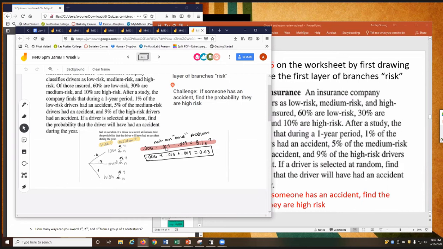So that's why ors we do what, guys? Ors we add. Or you add. Perfect. So then they added these up. All right. So here, this is low risk and an accident. So that's why I multiplied 0.6 times 0.01. You multiplied because it's low risk and an accident, medium risk and an accident. So these are all multiplications because you're ANDing them. And then you're ORing those because it's either accident low, accident high, accident medium. So you're ORing those. So you're adding those guys.